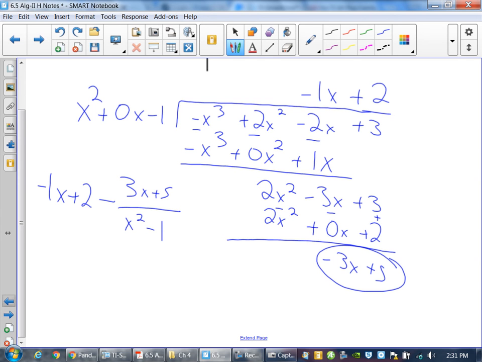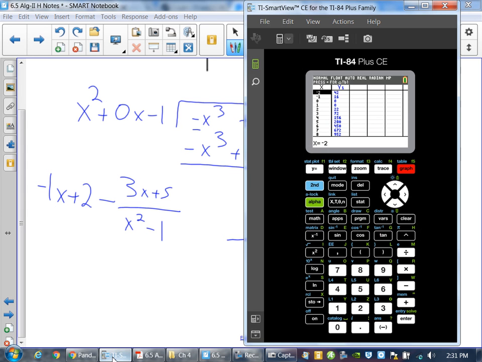So if you were to graph this, what was the original problem? It's negative x cubed plus 2x squared minus 2x. Hold on. And then plus 3. And it's over x squared minus 1? Yes.